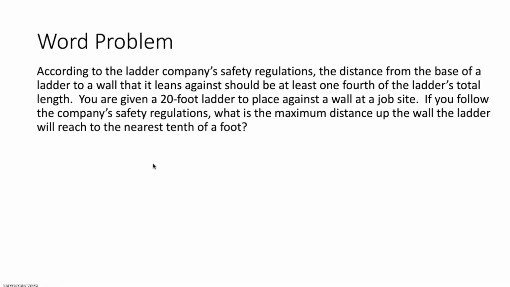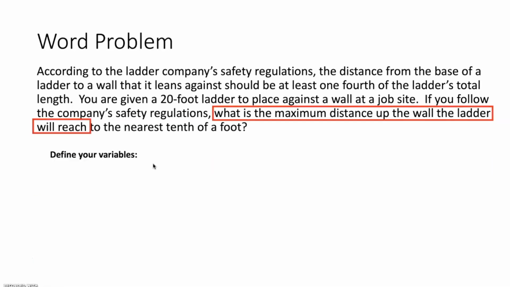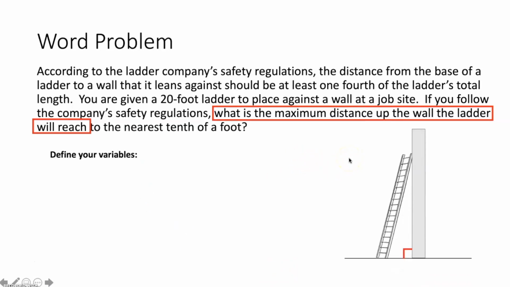Step 2, we need to define our variables. So what is this question asking us? It's asking us what is the maximum distance up the wall the ladder will reach. So what does this even look like? Well, we need to make a sketch to help us out. So we have a wall and a ladder that's leaning up against it. And as you can see, this ladder leaning up against the wall that is perpendicular to the ground creates a right triangle, and that's no coincidence. We're going to use that to solve this particular question.